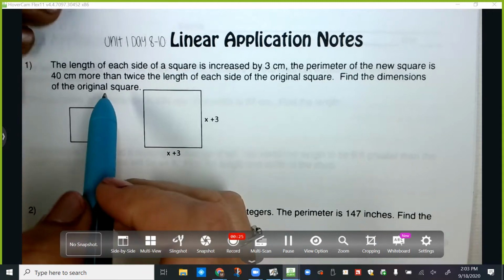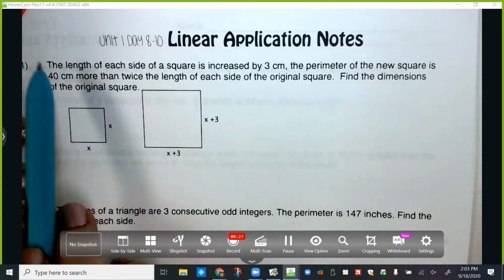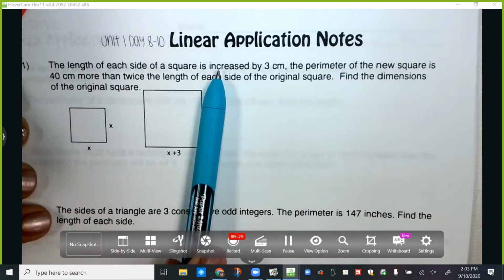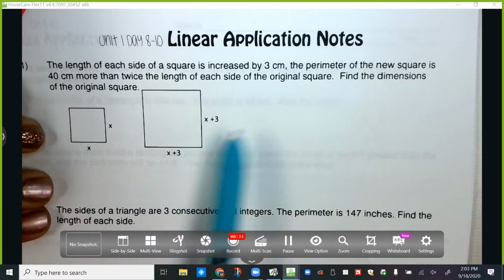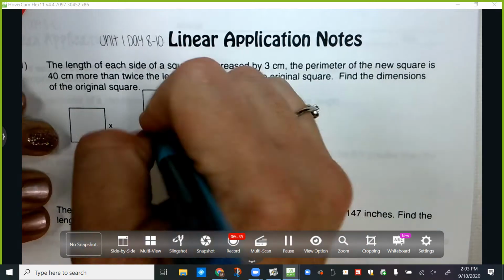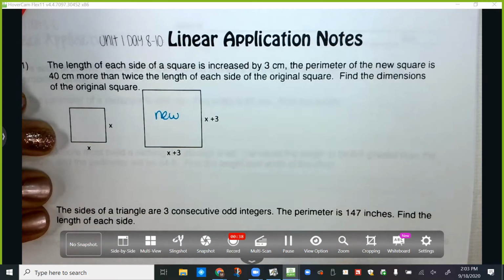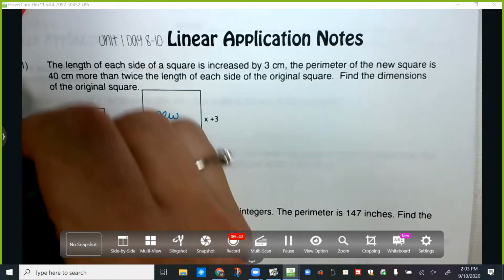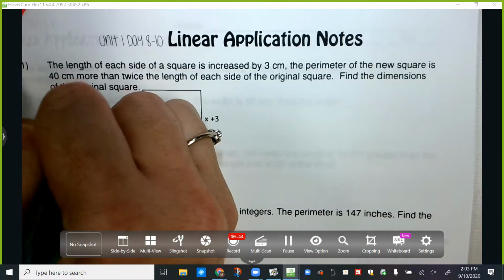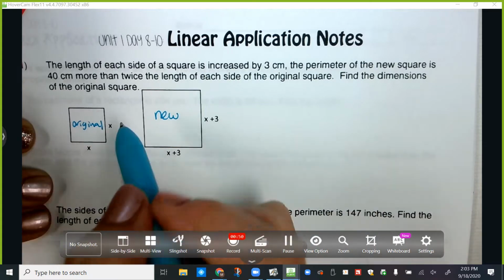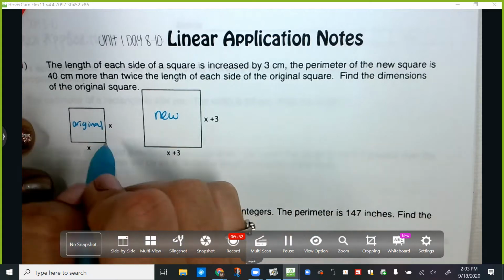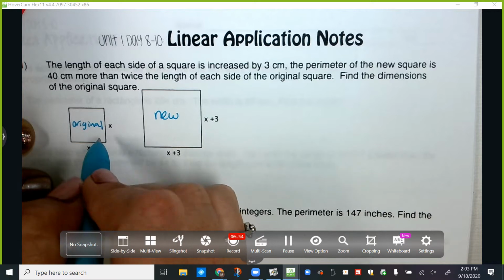So let's get started. It says the length of each side of a square is increased by 3 centimeters. So we see that from here to here, right? And it says the perimeter of the new square, so this is your new square, is 40 centimeters more than twice the length of each side of the original square. So this is our original. Don't worry, we're going to break that up one piece at a time in just a second. It says find the dimensions of the original square.